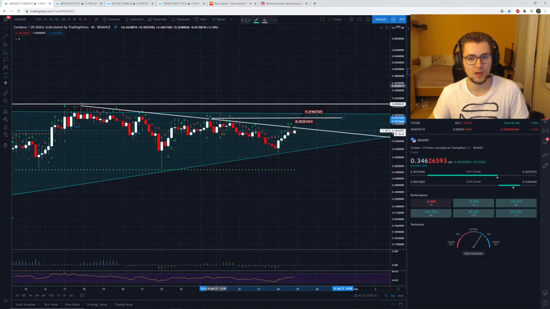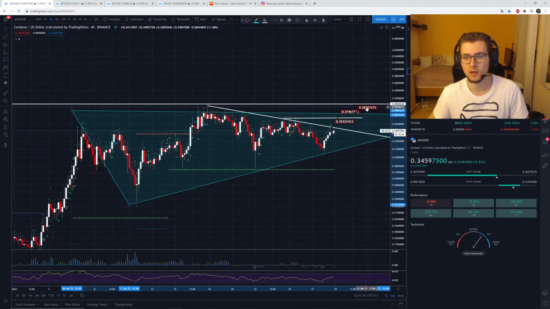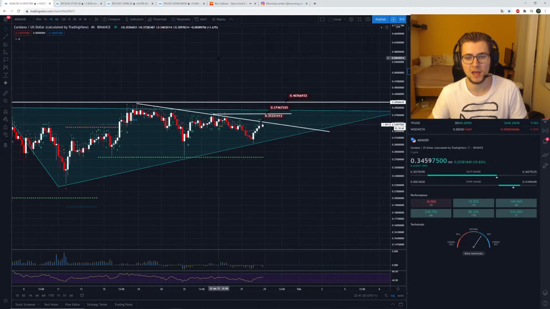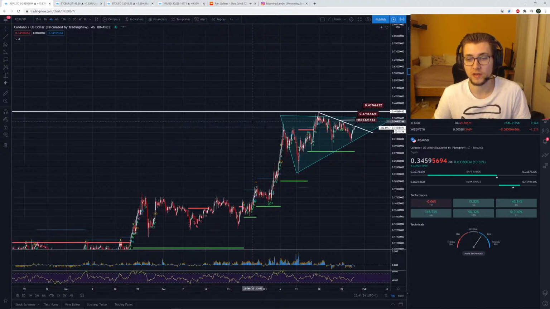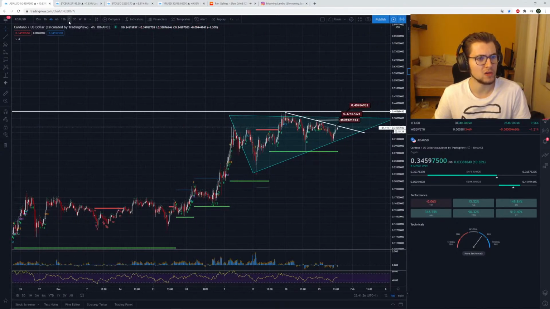Once we break 37.4 cents, and once we break the next important target, which is right at 40 cents, I really think ADA has the potential to move up strongly over the next few days and possibly weeks.